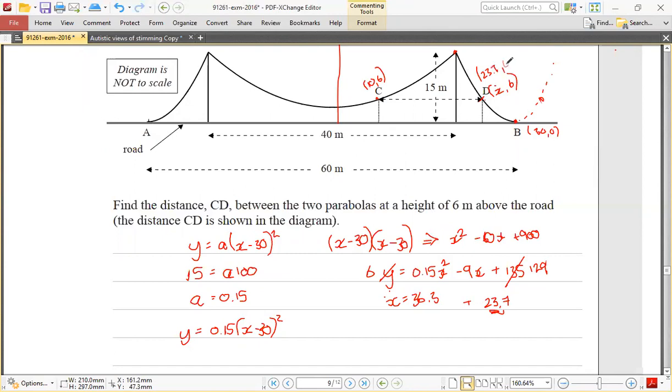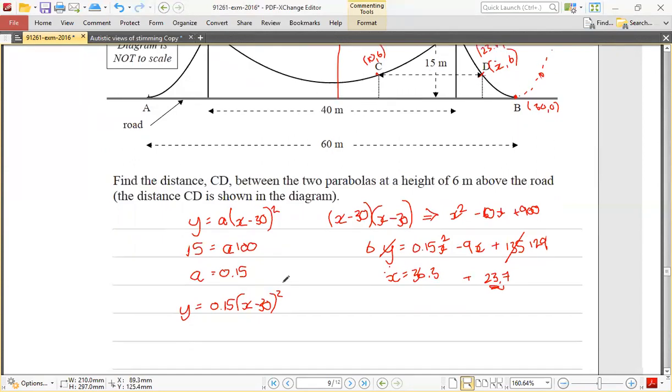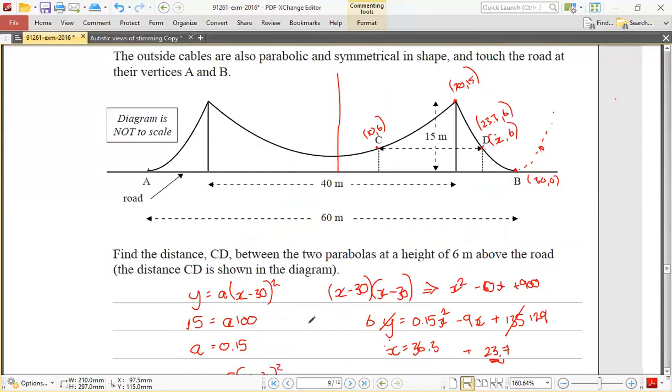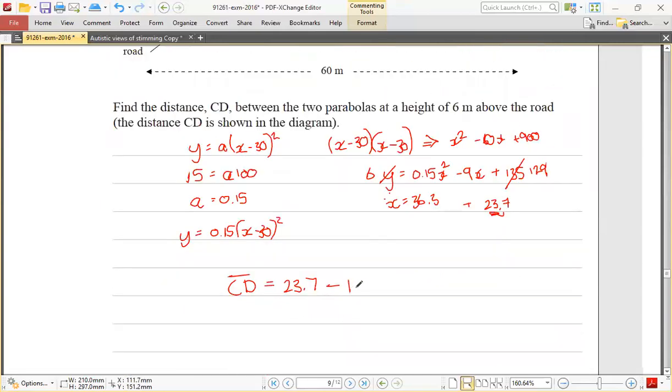23.7, comma 76. So how long is CD? So CD equals 23.7 minus, what was the other one? 10. Yep. 13.7.